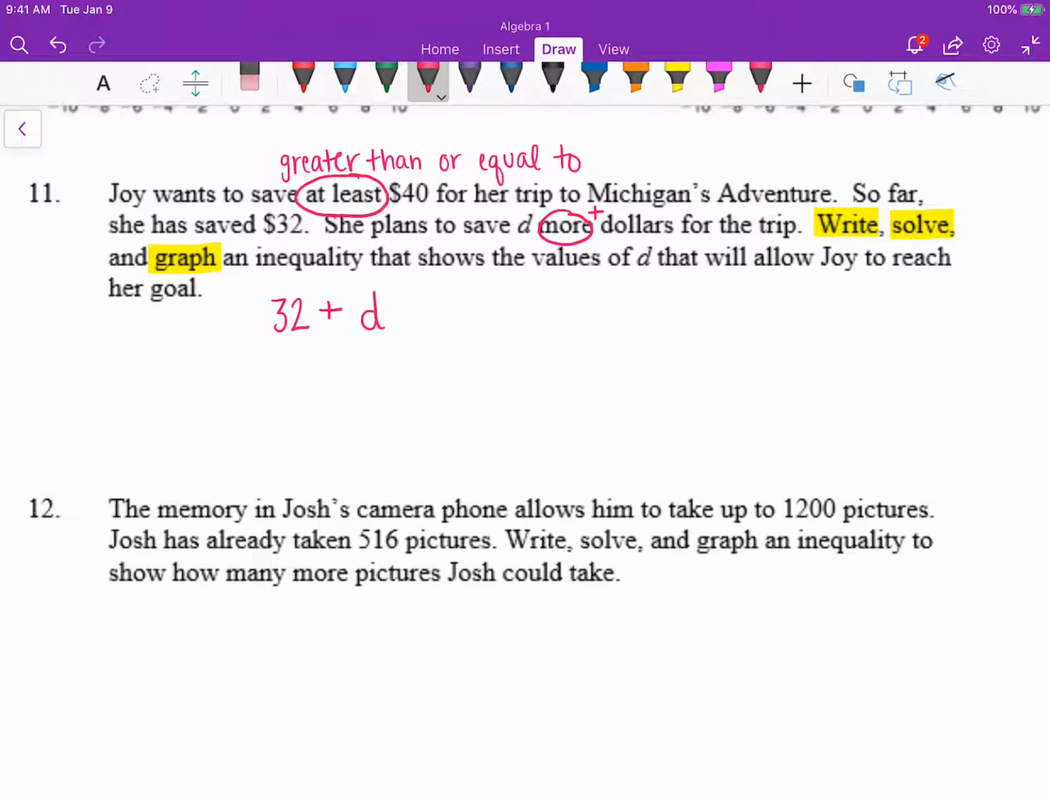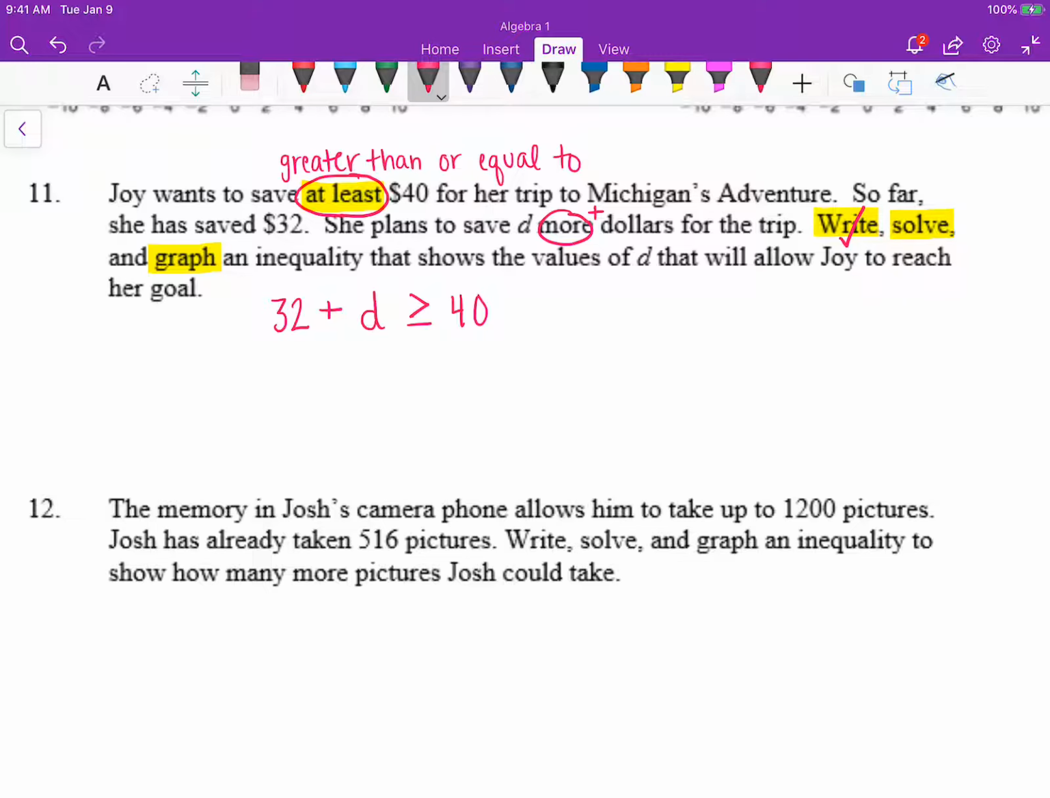And then the only other information I have is that it has to be at least $40. And we just got done saying that at least means greater than or equal to. So I'm going to make sure I do a greater than or equal to sign, not the one that looks like the letter L. And then the 40. So there's our inequality. That's us writing it. So we did that part.